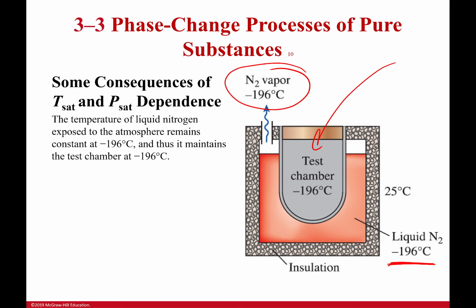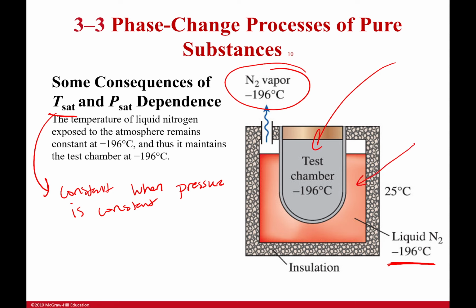But it's not, because my saturation temperature is a constant. When my pressure is constant, it's not going to change. The temperature is going to stay the same the entire time, so long as my pressure right out here is constant. And that means that so long as I have some liquid nitrogen touching this guy, that liquid nitrogen will always be negative 196 degrees Celsius because it's always vaporizing.